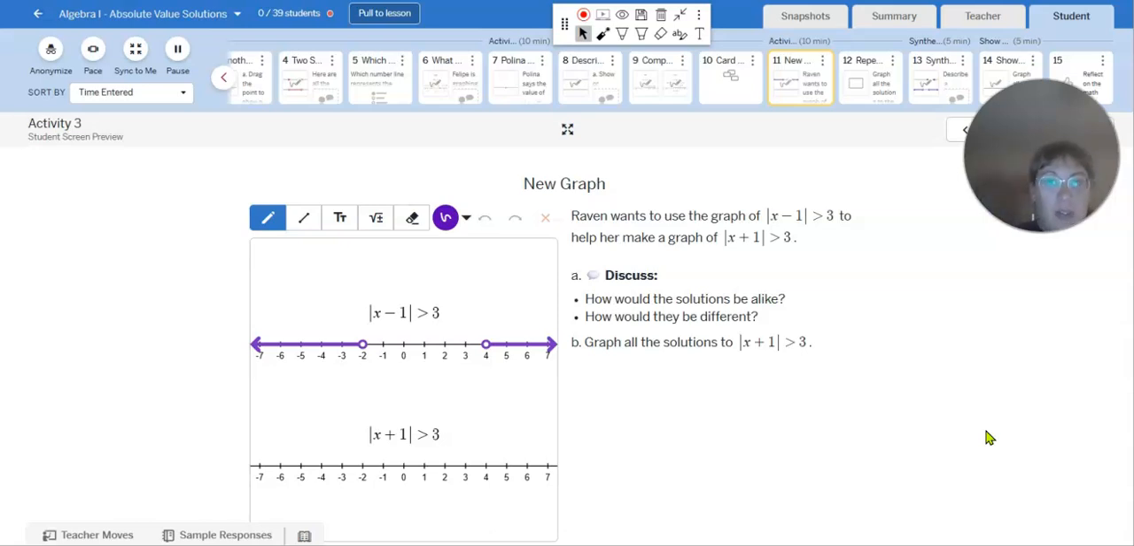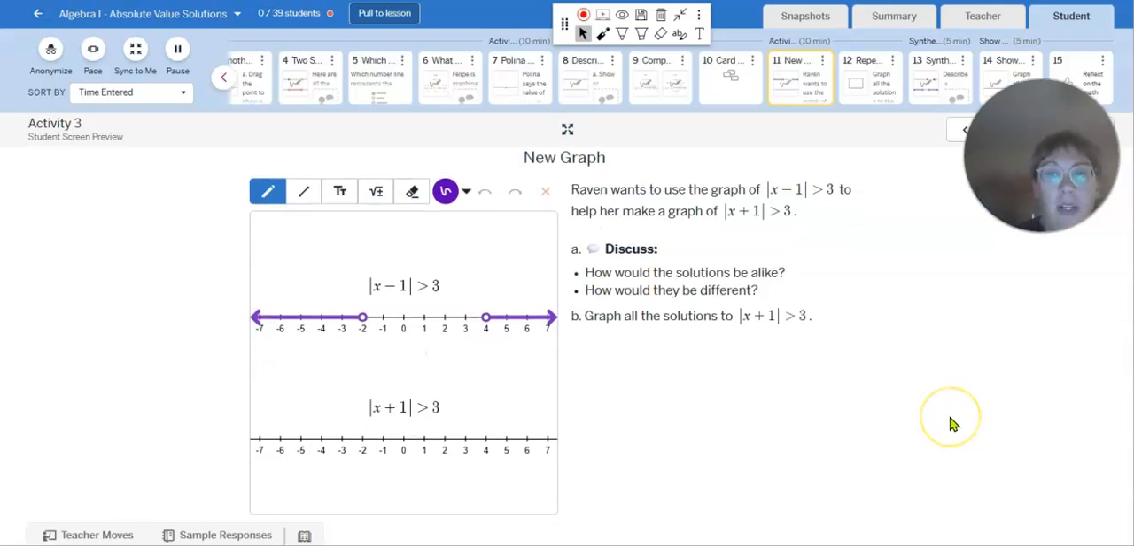Raven wants to use the graph of the absolute value of x minus 1 is greater than 3 to help her make the graph of the absolute value of x plus 1 is greater than 3. How would these solutions be alike, and how would they be different? Graph all the solutions to the absolute value of x plus 1 greater than 3.